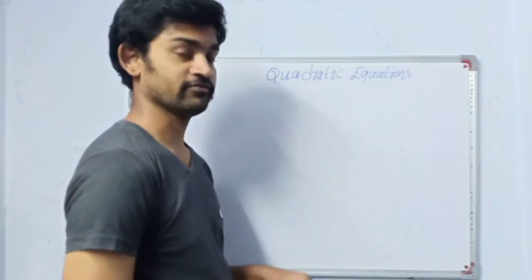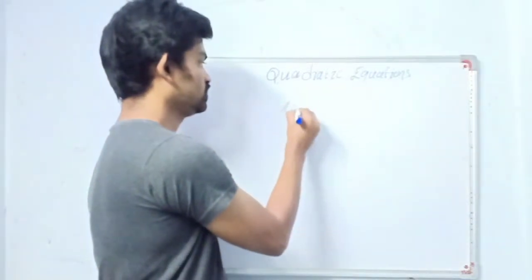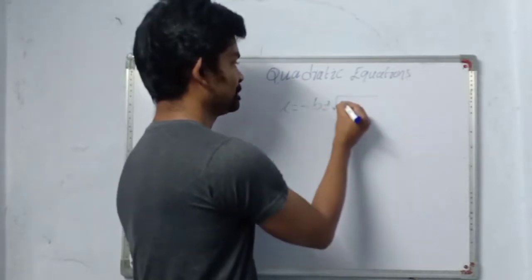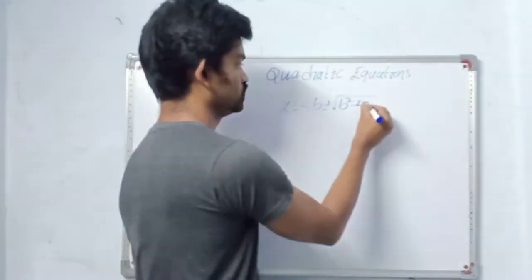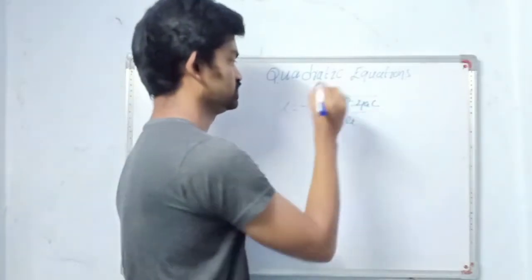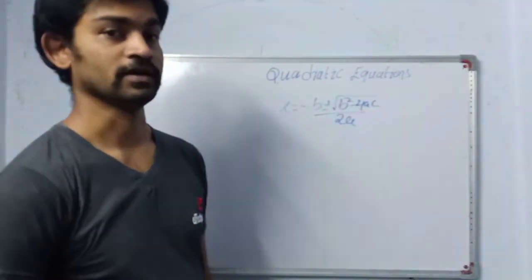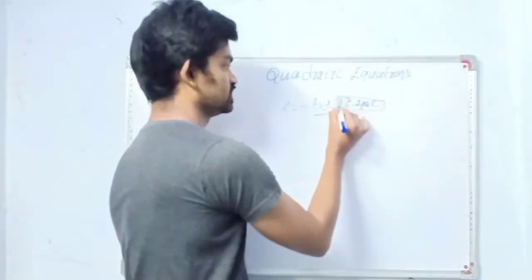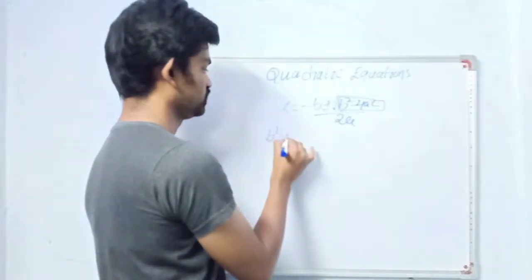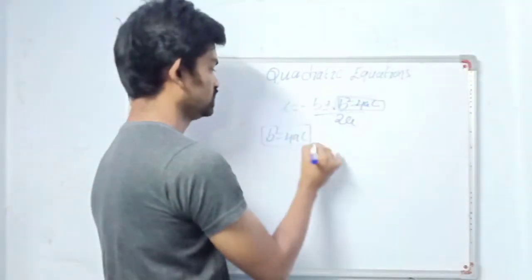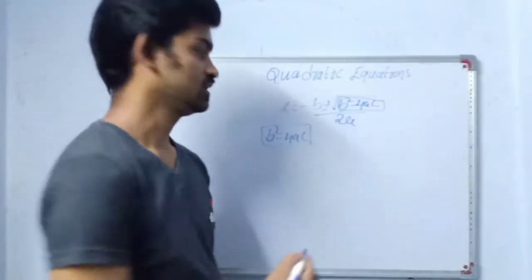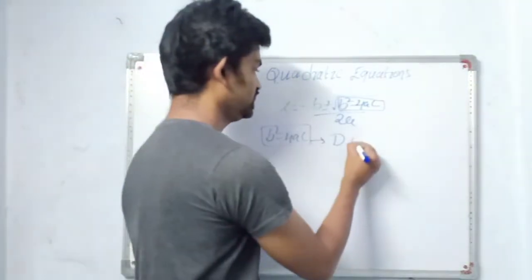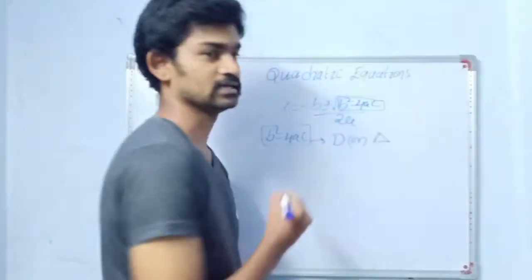In the last class we learned how to use the formula x equals minus b plus or minus root over b square minus 4ac by 2a. This is our quadratic formula. In this quadratic formula, b square minus 4ac is called the discriminant. It can be denoted with D or delta.